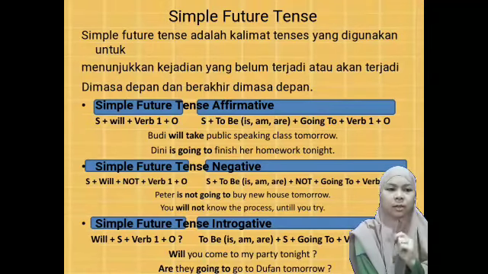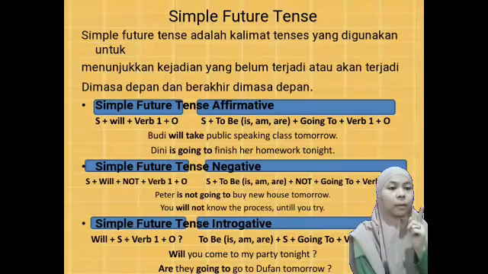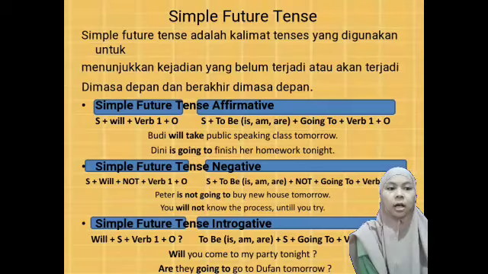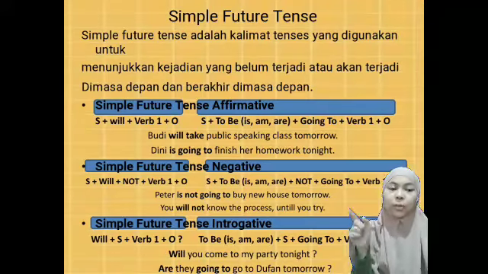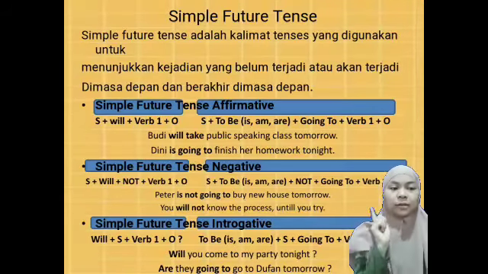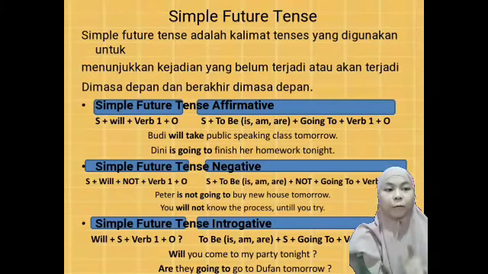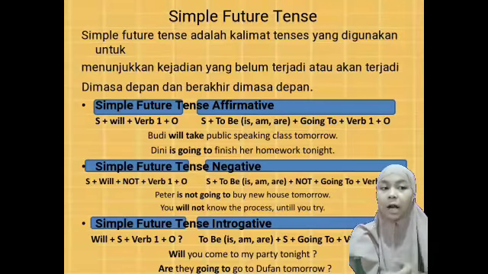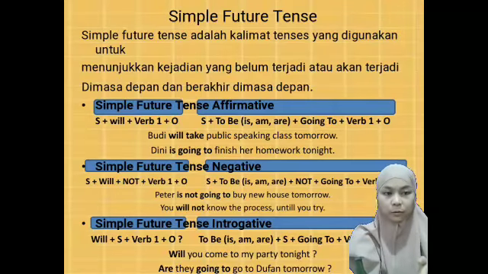The pattern is will plus subject plus verb 1 plus object, or to be is, am, are plus subject plus going to plus verb 1 plus object. For example, will you come to my party tonight? Or are you going to go to Dufan tomorrow?